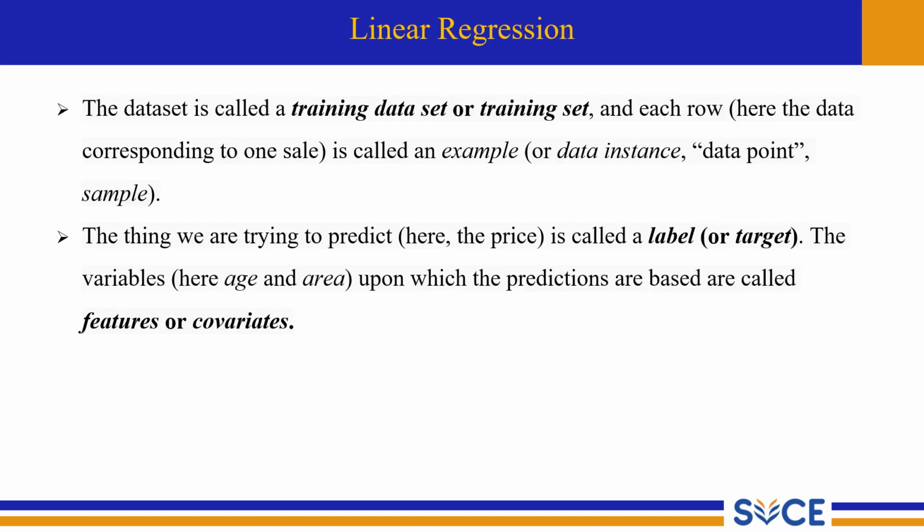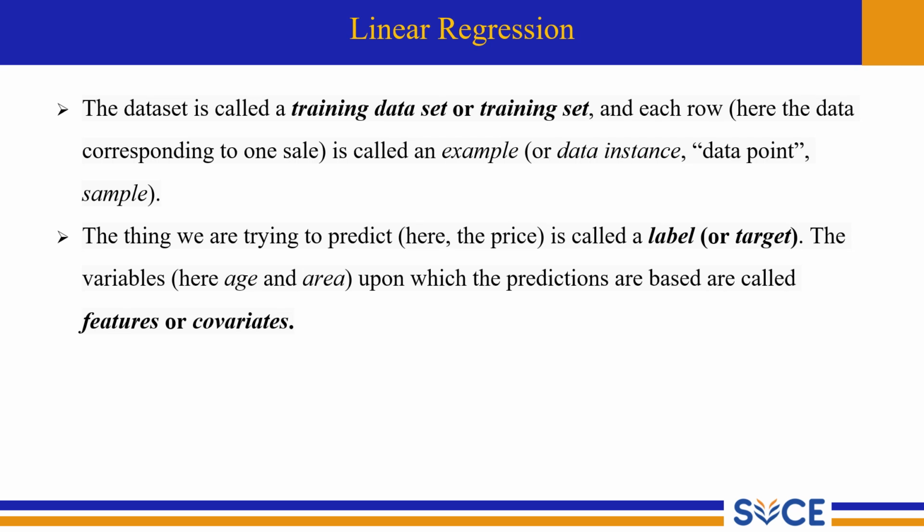Linear regression. Before going to linear regression, we will learn the terminology of machine learning. The dataset here is called a training dataset, or training set. The dataset we use to train a model is referred to as a training dataset, or simply a training set. Each row within the dataset, which typically corresponds to a single observation or record, such as the details of one sale, is called an example. It may also be referred to as a data instance, data point, or sample.